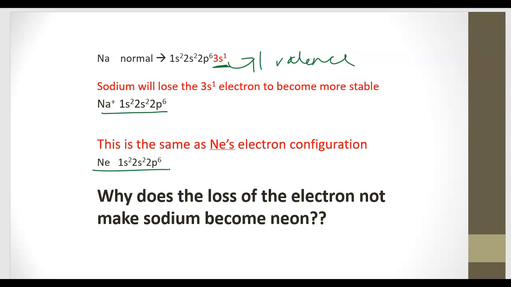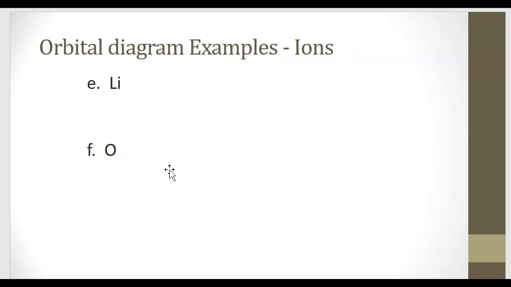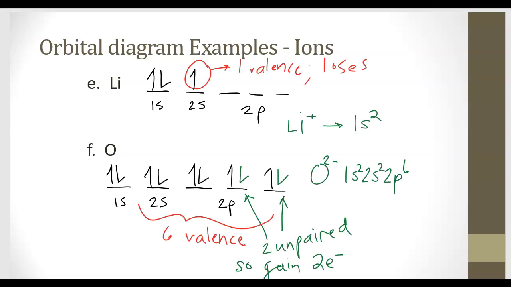So why does the loss of the electron not make sodium become neon? And this is because sodium still has the same number of protons, and protons are what identifies the atom and the element. So why don't you go ahead and do 2 examples. So we have lithium and oxygen. Go ahead and write the normal electron configuration or the orbital diagram, and then go ahead and modify it to make the ion. You can go ahead and pause the video and then check your answers. So here's your answer for lithium +1 and oxygen 2-.